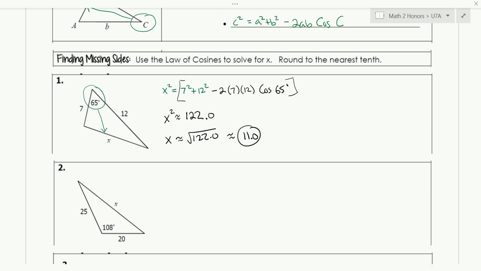All right, so I think the toughest part of this is just to memorize the formula of the law of cosines. So try it on number 2. It's very similar.